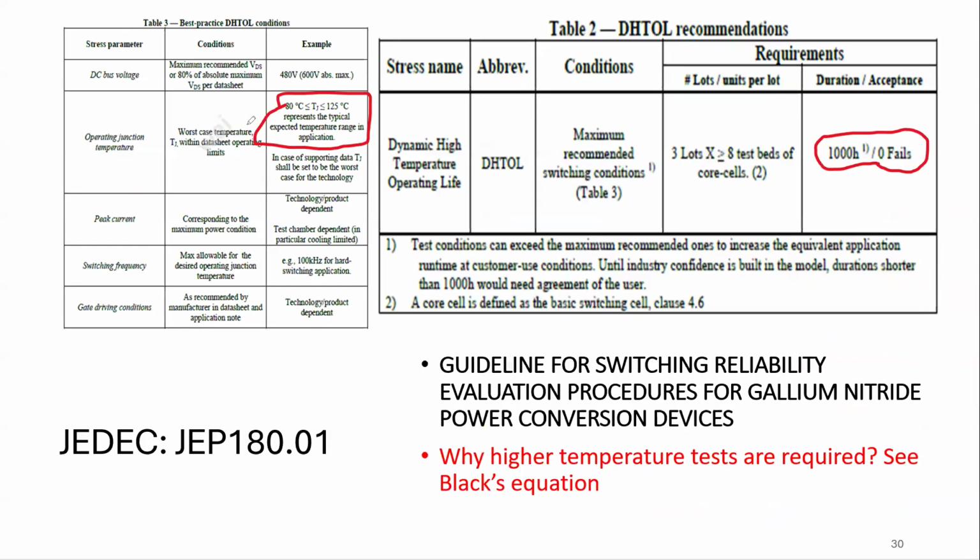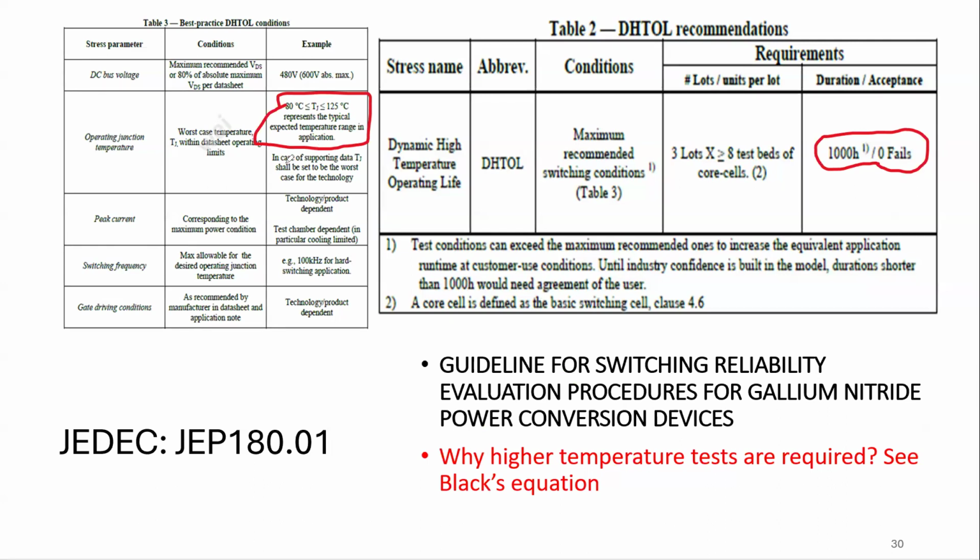Let me give you a more detailed example like this. The JEDEC JEP180.01 here is the guideline for switching reliability for gallium nitride power devices. And you can look exactly at what they want you to do. These are conditions and examples. And then most likely here, this is the temperature I want you to do, 80 degrees to 125 degrees, and a certain moisture.